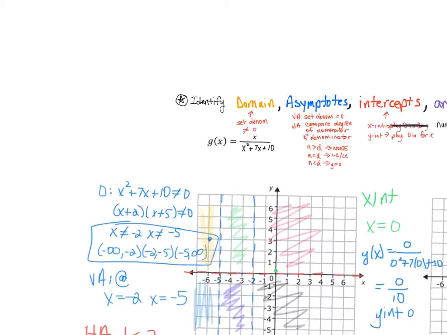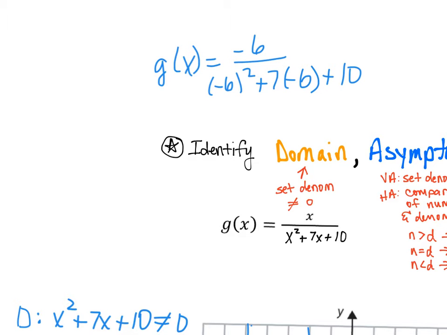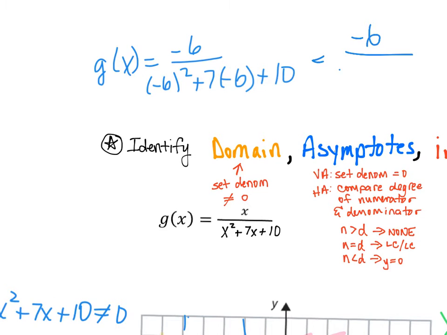So if I take my function, g of x, I'm going to plug in -6 for all of my x's. So I have -6 over -6 squared plus 7 times -6 plus 10. You guys see what I did? I'm just plugging in x to see what I get for y. So I have -6 over 36 minus 42 plus 10. Agreed? So -6 over, what's 36 minus 42? Yeah, it's -6. Okay, -6 plus 10 is what?